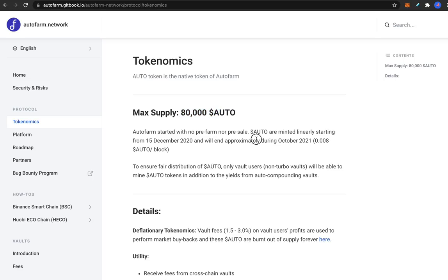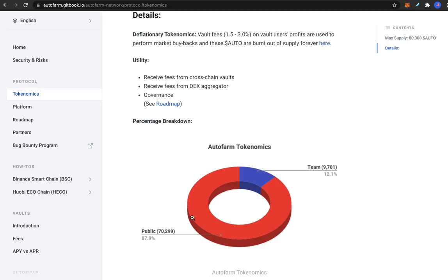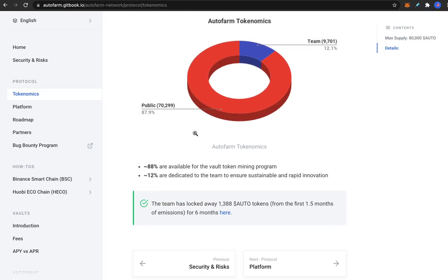And the release schedule, they tell us, is from 15th December 2020 until October 2021. So what this means is that almost 230 Auto tokens are being released every single day, and they are distributed to vault users. So that's basically the important thing here, that the Auto tokens are being distributed to the community during this time. And after October 2021, the tokenomics basically shift because all of the tokens are on the market. And then you can read the distribution of the tokenomics and everything like that. There was no pre-sale or anything like that for the Autofarm token.